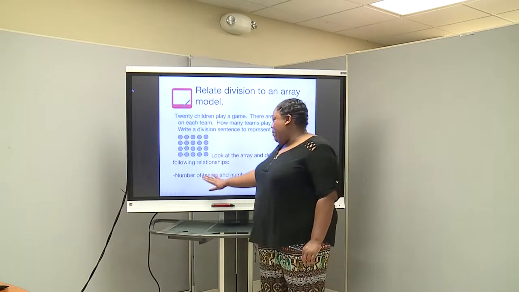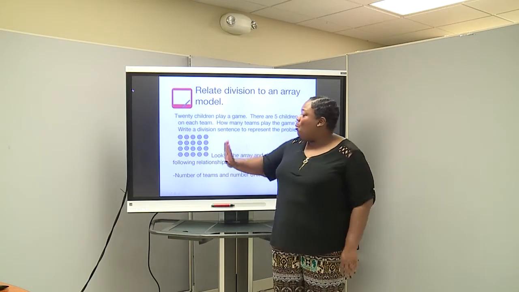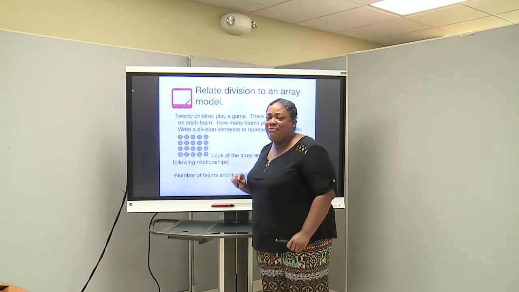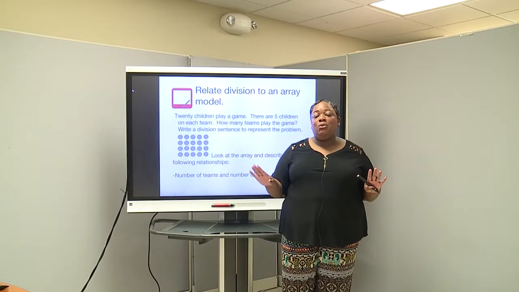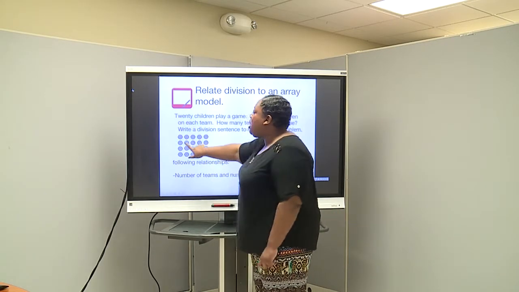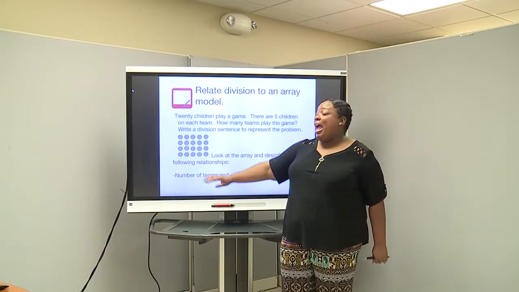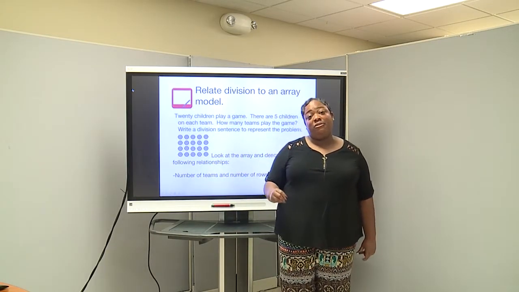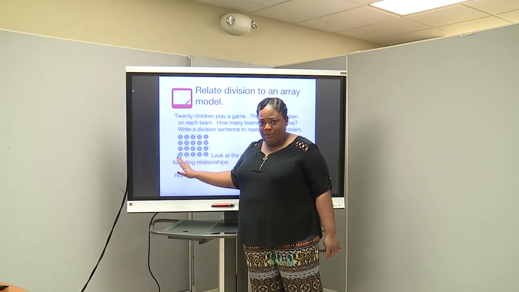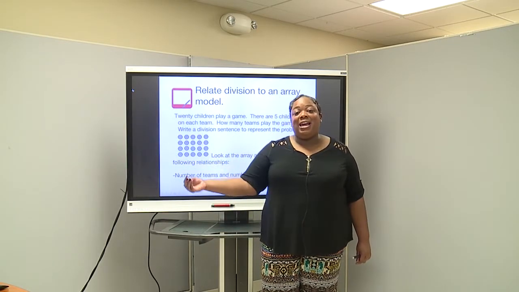And it says the number of teams and the number of rows. Now, remember, when we count rows, we don't go and say 1, 2, 3, 4, 5. There are 5 rows. That's not how we do it. When we count rows, we count it in its entirety. So we will say 1, 2, 3, 4. So we actually have 4 rows and the size of the rows are 5. So what does those 4 rows represent? The 4 rows represent the number of teams that played in the game, okay?